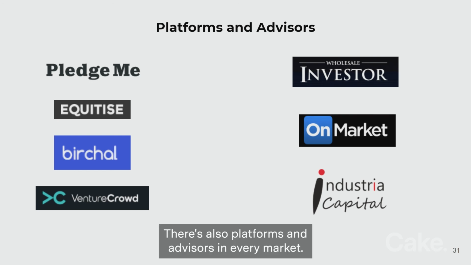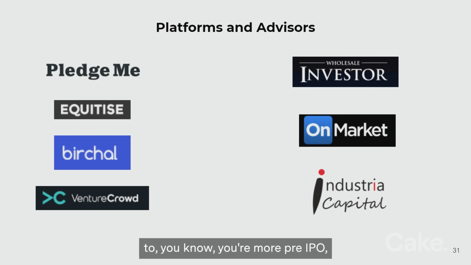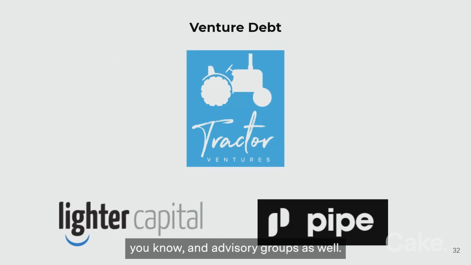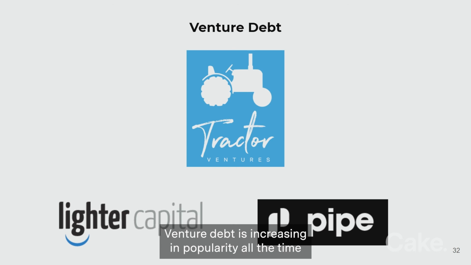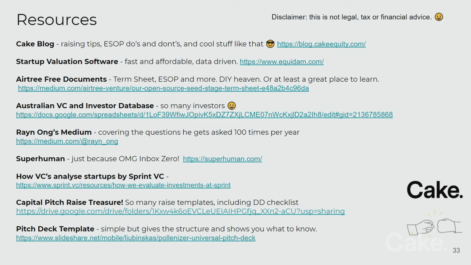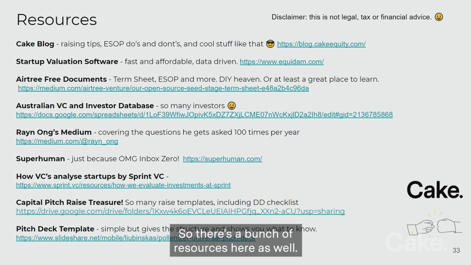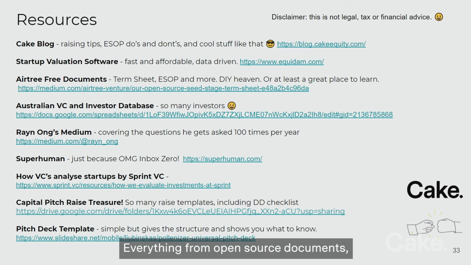There's also platforms and advisors in every market. So crowdfunding for the earlier stage companies, your more pre-IPO capital raising platforms, and advisory groups as well. Venture debt is increasing in popularity all the time for those companies that are a bit more progressed and have that ARR kicked in and growing. So there's a bunch of resources here as well. Everything from open source documents, from term sheets to investor lists, Medium posts, how VCs look at startups. So check that out when you get a chance.